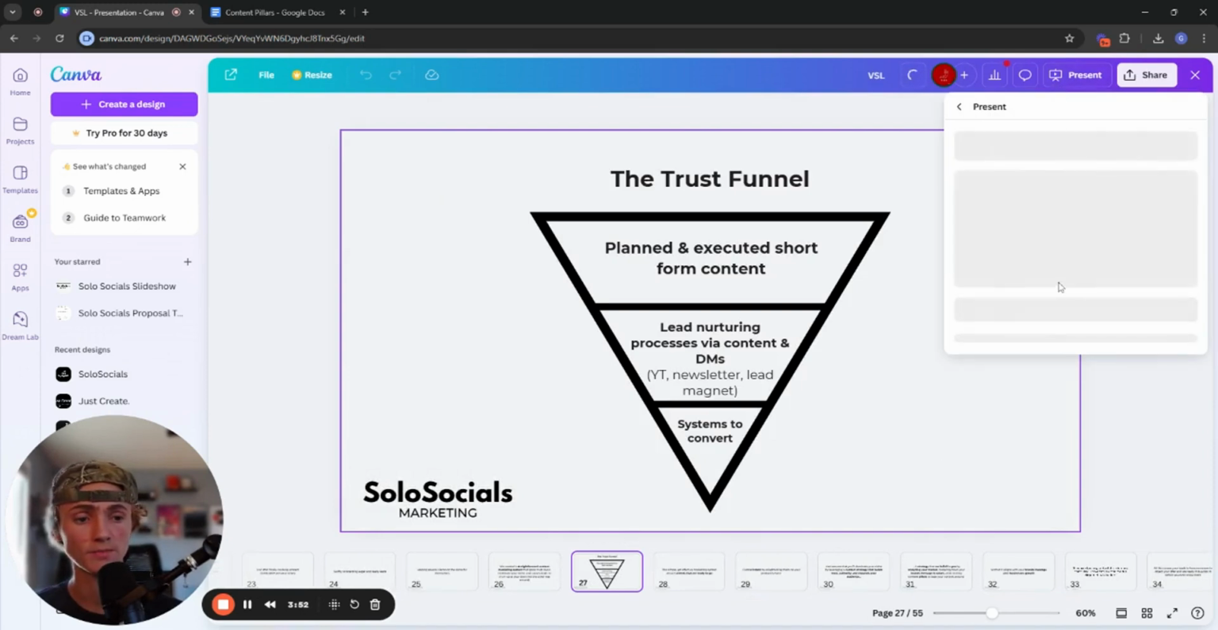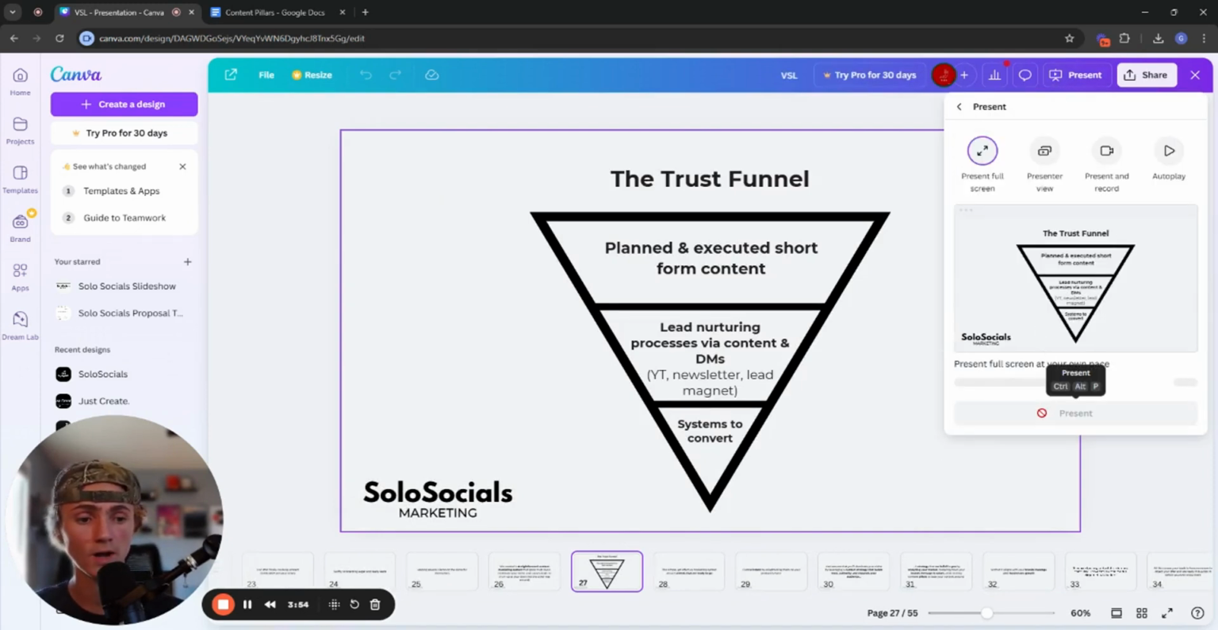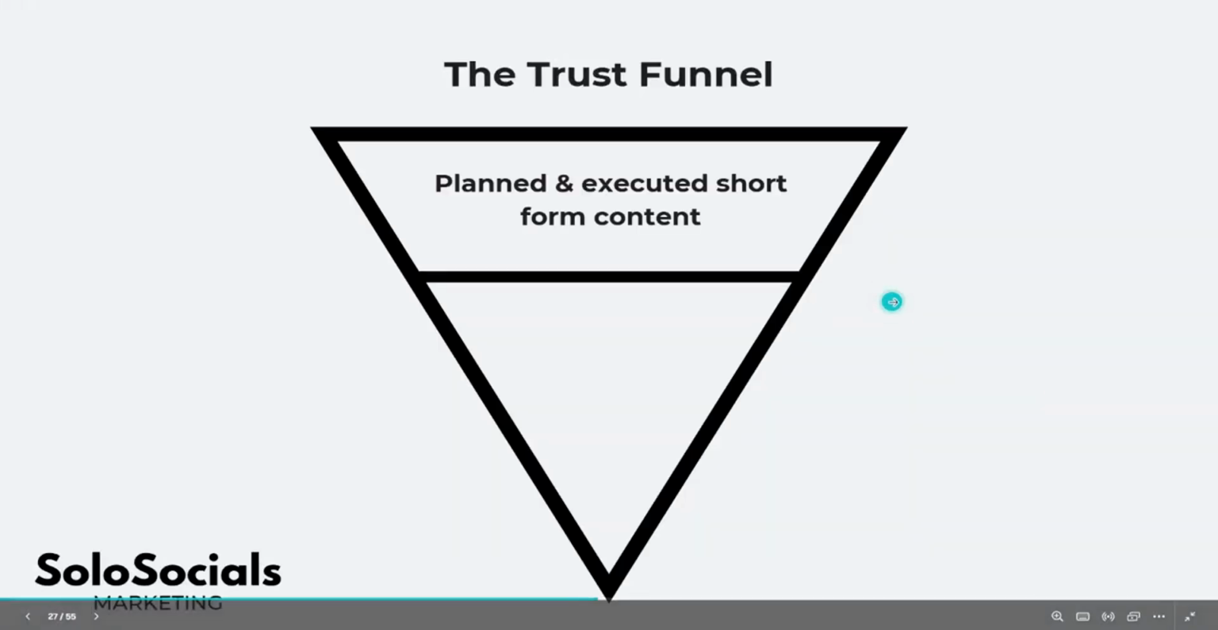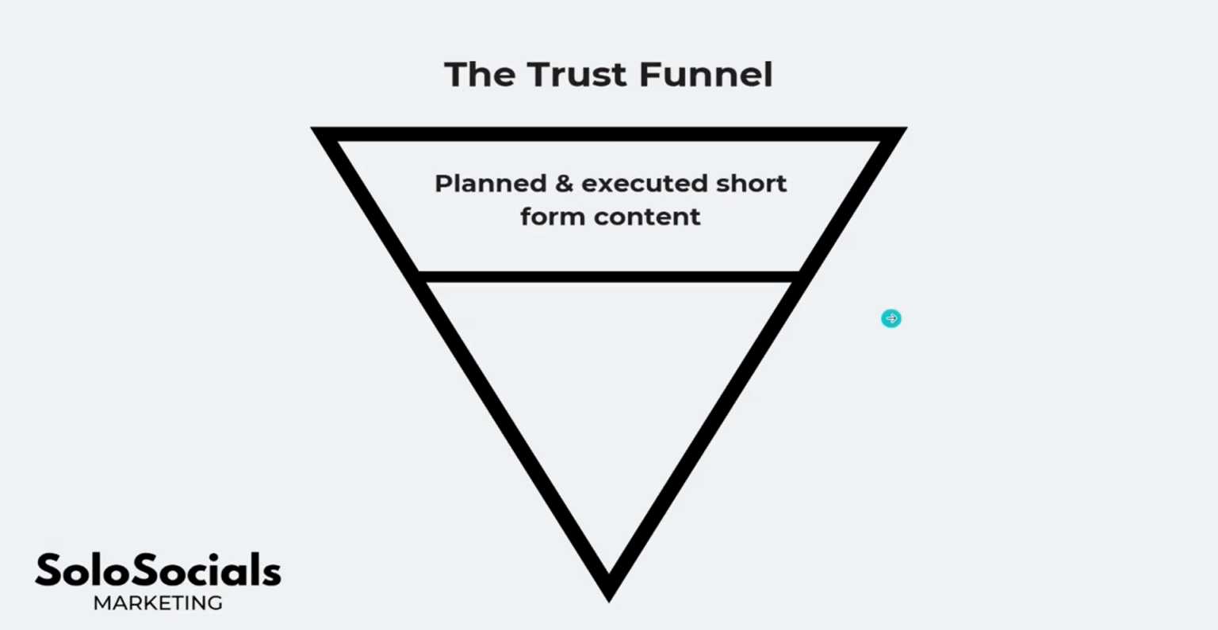And so quickly to break down what it looks like, how you can implement it into your own personal brand, into your own business. I'll break down really what it is. At the top of your funnel, you have planned and executed short form content. The reason for this is because short form reaches the most people. It doesn't nurture the most people, but it reaches the most people. You need this upfront reach to get to the masses.